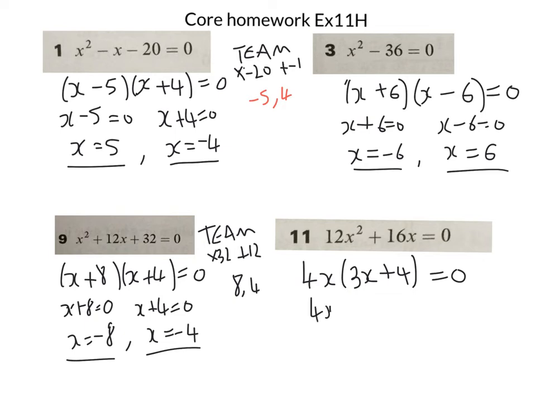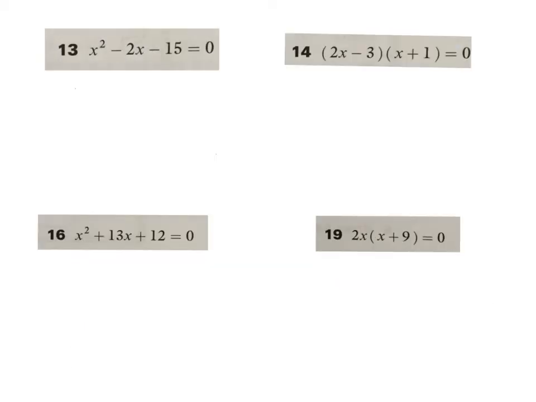So we get 4x equals 0, or 3x plus 4 equals 0. So the first one divided by 4, x equals 0. Second one, take 4 off both sides. So 3x equals minus 4. Then divide by 3 to get x equals minus 4/3, which when you change to a mixed number is minus 1 1/3.